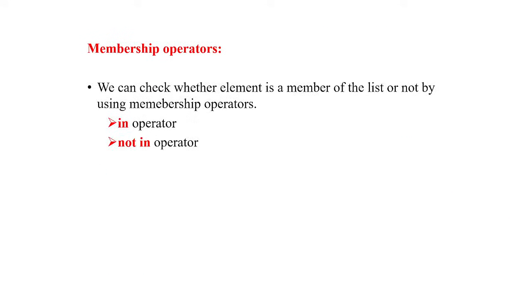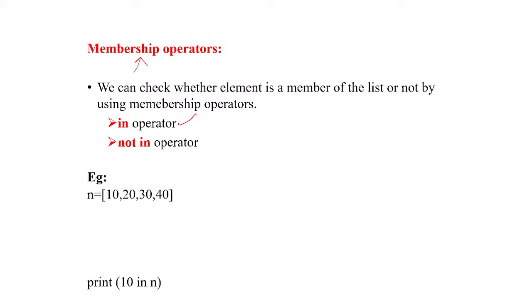Then membership operators. You want to check whether a particular element is present inside the list or not. For that, we have two membership operators, in and not in. They are called membership operators. Sometimes the question may be, which of the following is a membership operator? You are given four options, and if in or not in is present, you can choose that. In is used to test whether it is a member or not. Not in is used to test that it is not a member of this.